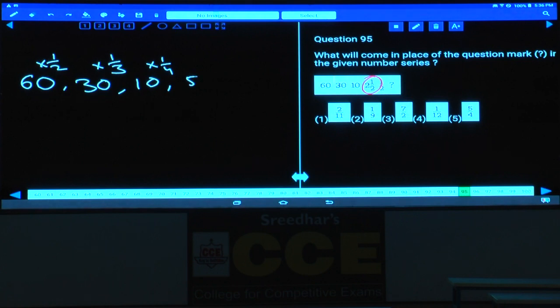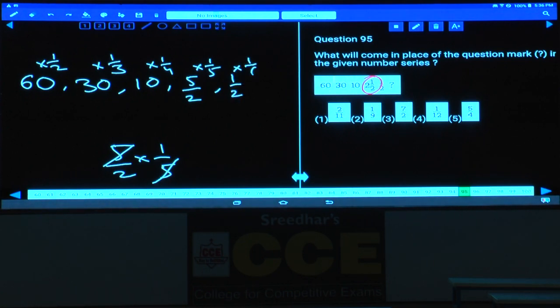5 by 2. If it is 5 by 2, next number should be multiplied with how much? Into 1 by 5. 5 by 2 into 1 by 5, now 5 and 5 will get cancelled, hence it has become 1 by 2. And the next number should be multiplied with how much? Into 1 by 6. 1 by 2 into 1 by 6 is nothing but 1 by 12. 1 by 12, it is given in choice 4. Done with this?